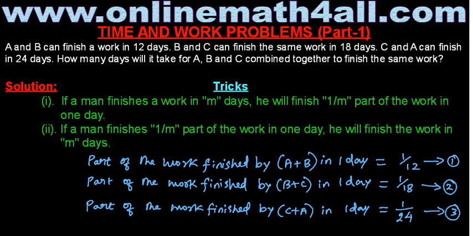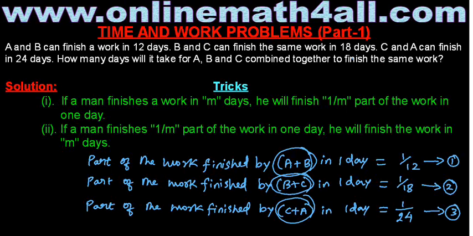So in the first one I have A + B on the left side, in the second one I have B + C on the left side, and in the third one I have C + A on the left side. I have 1 over 12, 1 over 18, 1 over 24 on the right side. So I'm going to add 1, 2, 3. On the left side we have A + B from the first, in the second B + C, and in the third we have C + A.